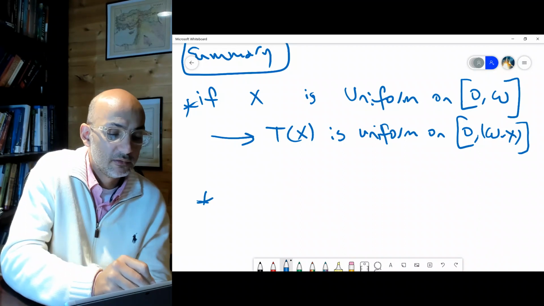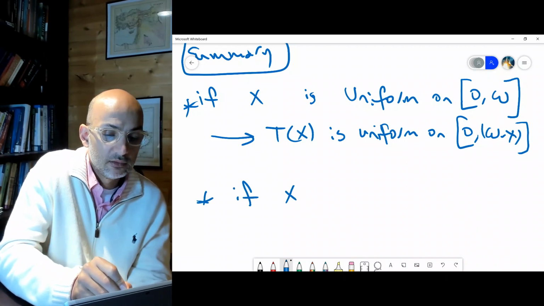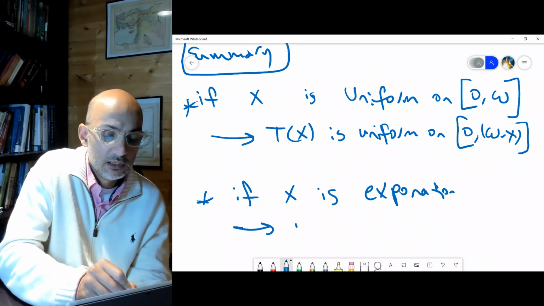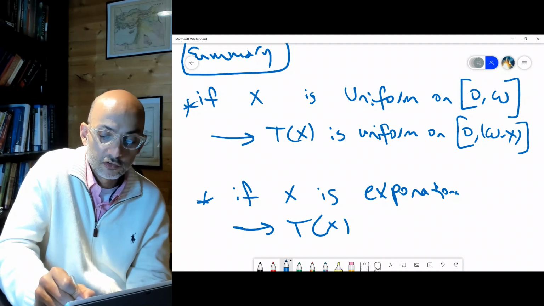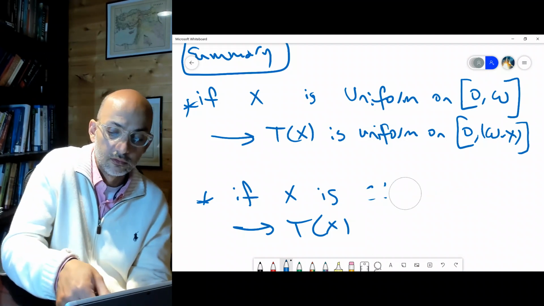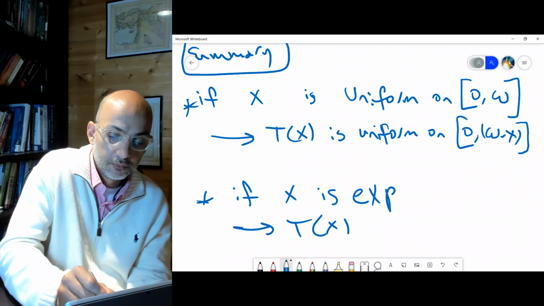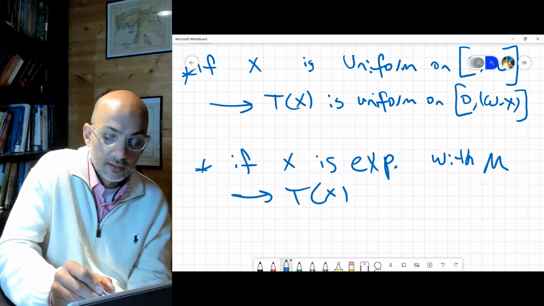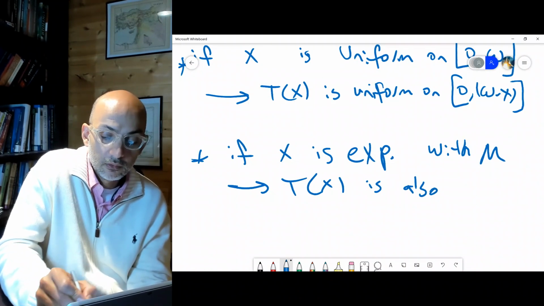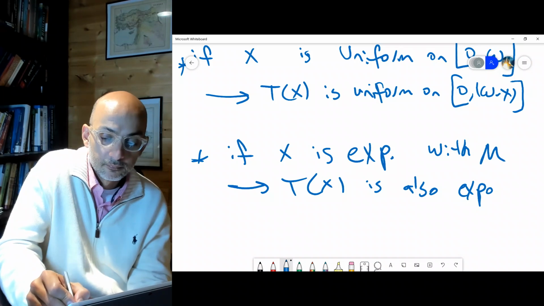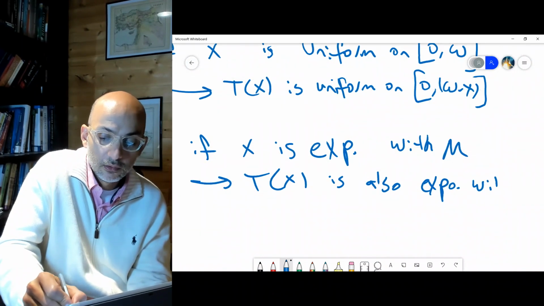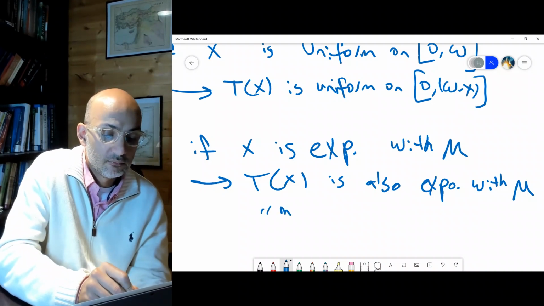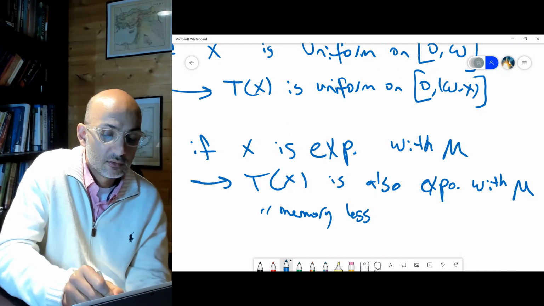Another one is if x is exponential, you don't need to do any calculation here. It's the same thing. If x is exponential with mu, then T of x is also exponential with the same mu. There is nothing that changed. Why? Because this is a memoryless distribution.